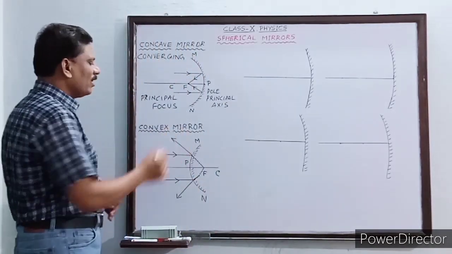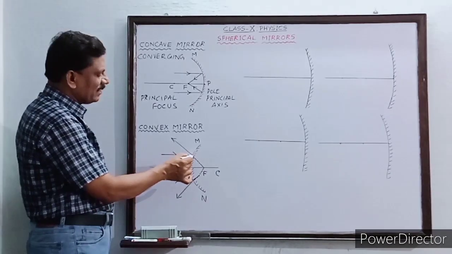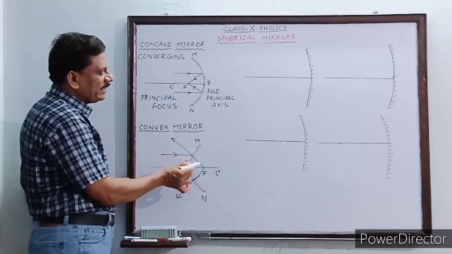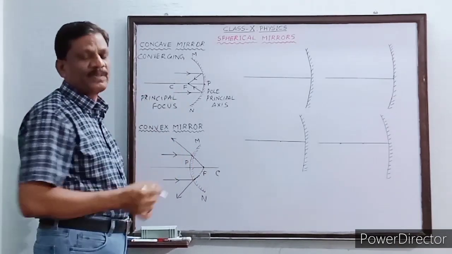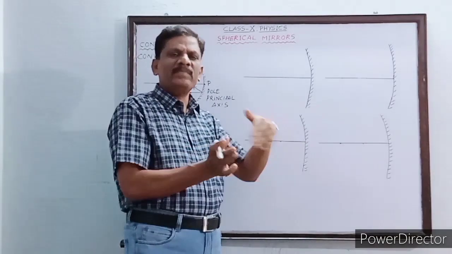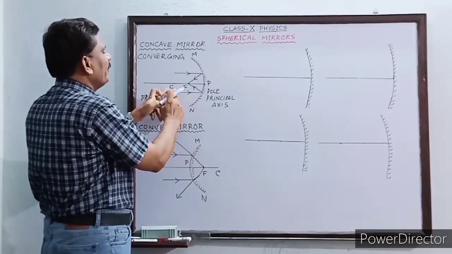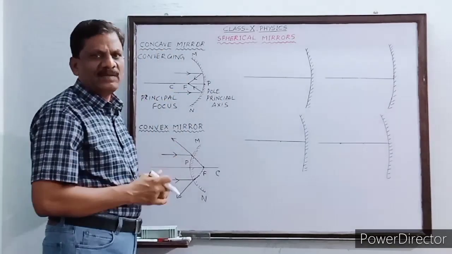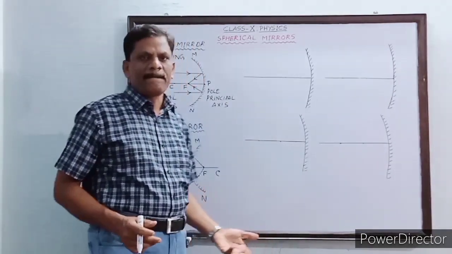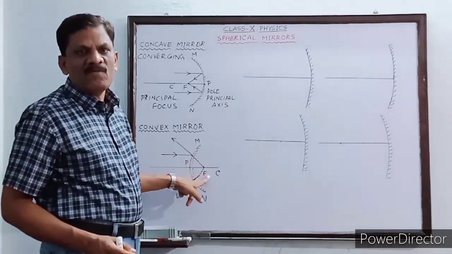So in the case of a convex mirror, at this point when the incident ray falls, it gets reflected along this path. So this is the actual light ray. But if we extend this, it appears to come from the point inside the mirror. So both F and C are inside or behind the convex mirror, whereas for a concave mirror, F and C both are in front of the mirror. Here, for a convex mirror, F and C are behind the mirror.